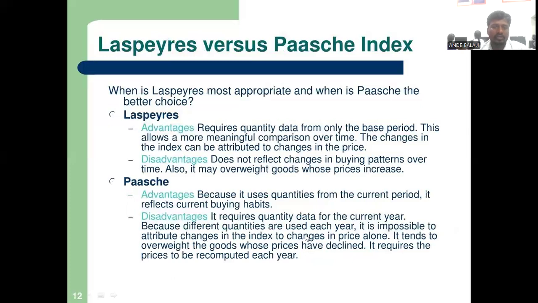And we have some definitions related to Laspeyres and Paasche. Laspeyres is also called the base year index number, and Paasche index number is also called the current year index number, because Laspeyres requires the quantity data from only the base period. It requires the data related to the base period only. And when it comes to Paasche, it considers the data related to the current period.